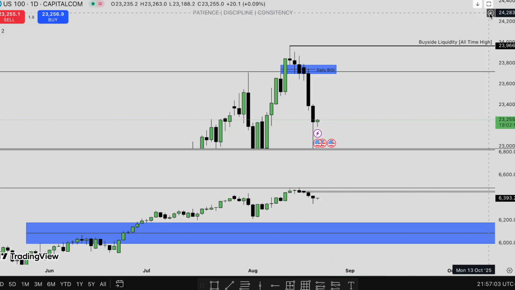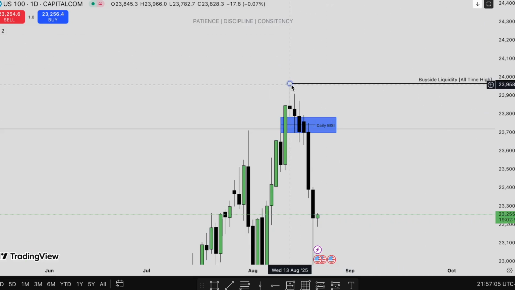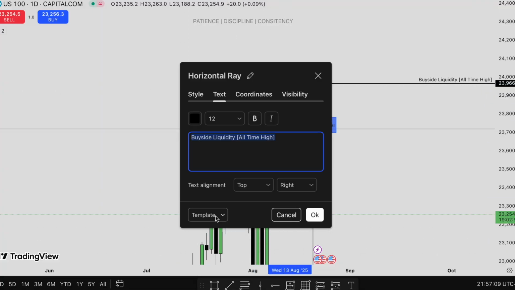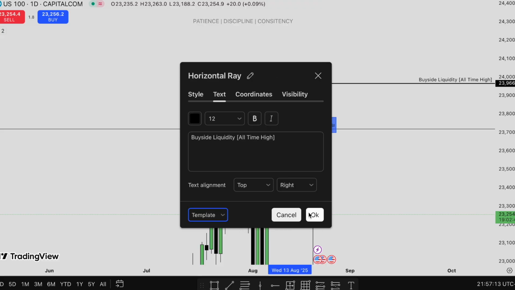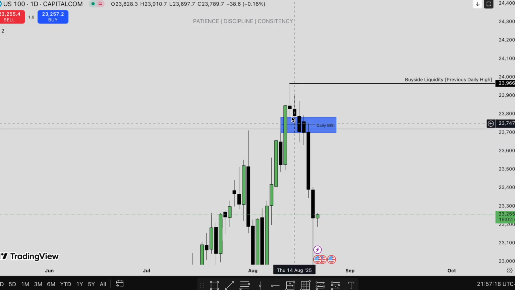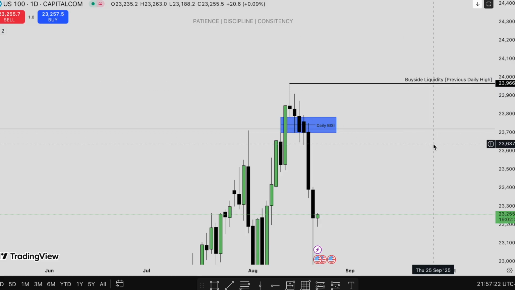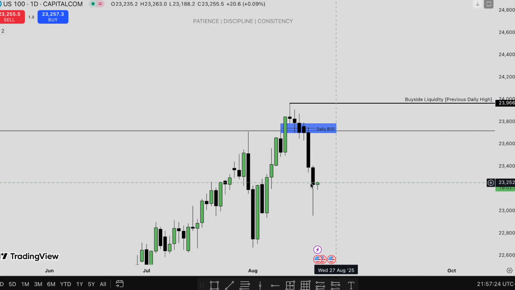This was a previous daily high at the time. Let me just indicate that real quick. Previous daily high. There we go. So this was the previous daily high, right? I was looking for price to trade in here and then draw for the previous daily high, as we were in a buy program at the time.